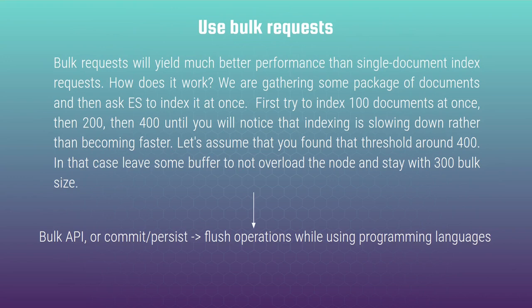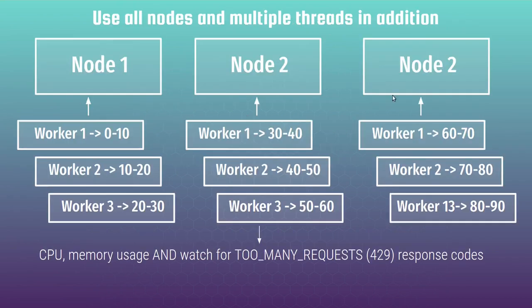Let's assume that you found that threshold around 400 documents. In that case, leave some buffer to not overload the node and stay with a bulk size of 300. To perform bulk requests, use the bulk API, or use commit, persist and flush operations while using programming languages. Use all nodes and multiple threads in addition.